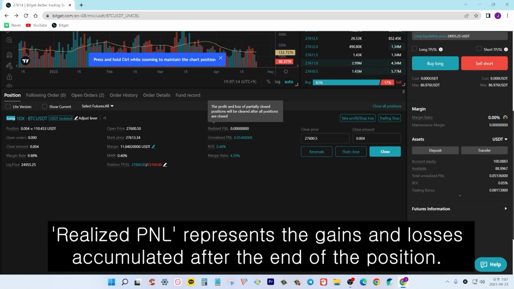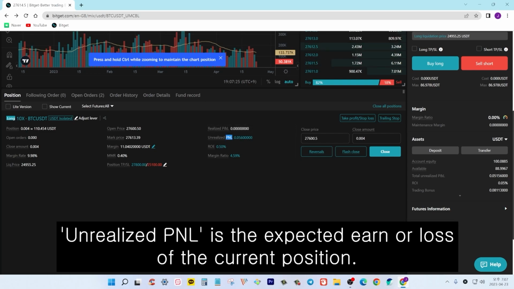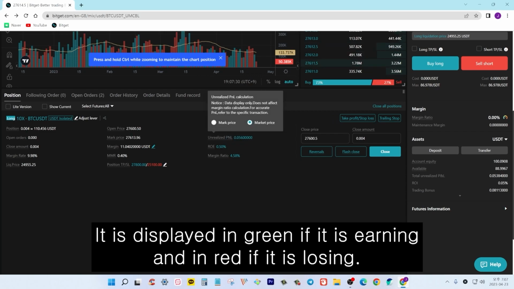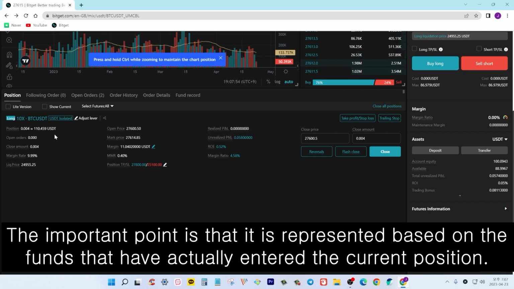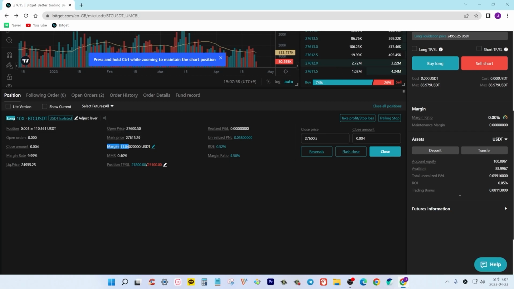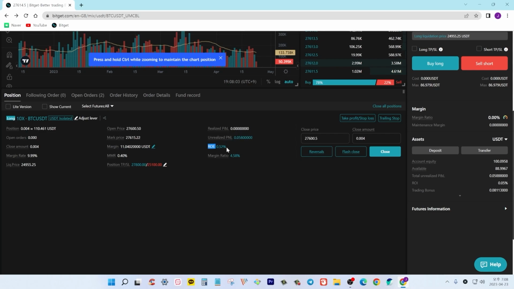Realized PL represents the gains and losses accumulated after the end of the position. PNL means profit and loss. Unrealized PNL is the expected gain or loss of the current position. It is displayed in green if it is earning, and in red if it is losing. ROE represents the earnings rate on the current position. The important point is that it is represented based on the funds that have actually entered the current position, not the rate of return on the trading volume multiplied by leverage.